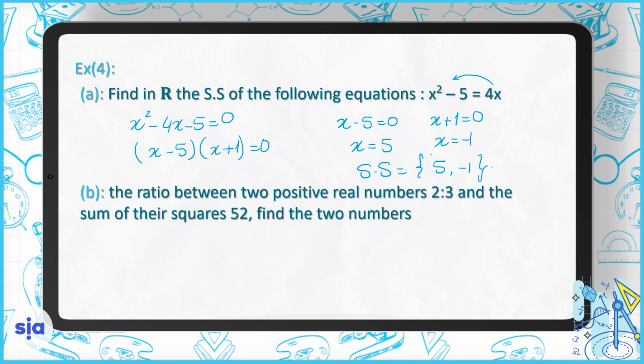Question B, if the ratio of two numbers is 2 to 3 and the sum of their squares is 52, find the two numbers. Let the two numbers become 2x and 3x. If the question says the sum of their squares, so it's 2x all squared plus 3x all squared is equal to 52. So this means that 4x squared plus 9x squared equals 52.